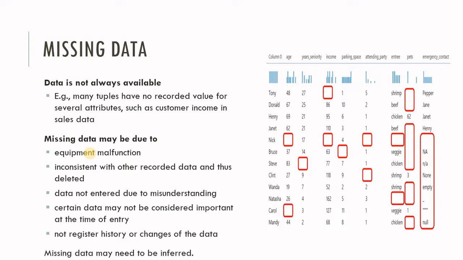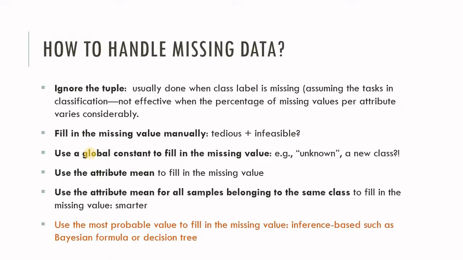Let's understand how we can handle the missing data. First is to ignore the tuple. This is usually done when the class label is missing. This method is not very effective unless the tuple contains several attributes with missing values. It's especially poor when the percentage of missing values per attribute varies considerably. By ignoring the tuple, we do not make use of the remaining attribute values in the tuple. Such data could have been useful for the task at hand.